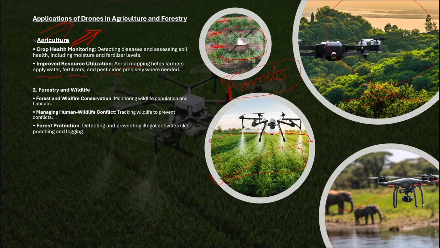And the next one is forestry. So we can monitor wildlife population and habitats, and we can also see that there are no illegal activities going on, or no hunting is going on. If there is wildlife and human conflict, we can manage it through drones actually.